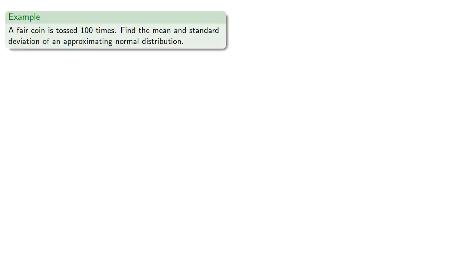So suppose we toss a fair coin 100 times. Let's find the mean and standard deviation of an approximating normal distribution. So we want our mean to be n p, the number of trials times the probability of success, and so that will be, and we'll want our standard deviation to be, and substituting out our values gives us.